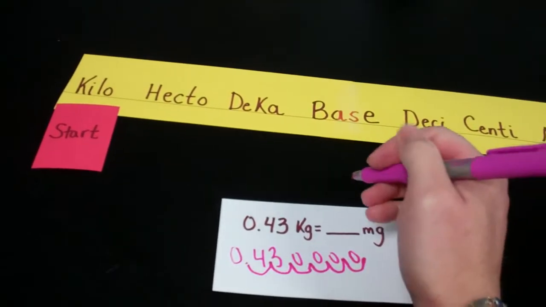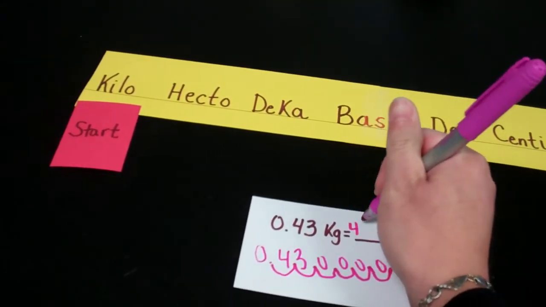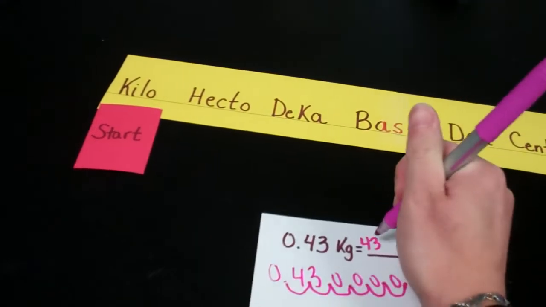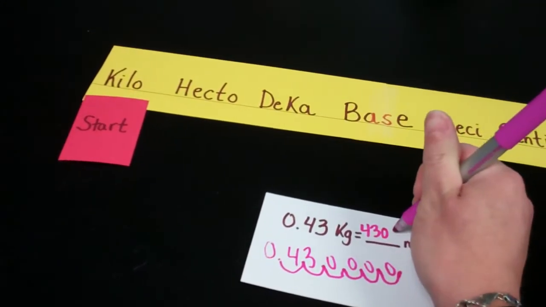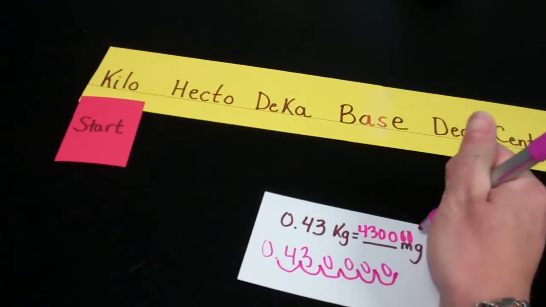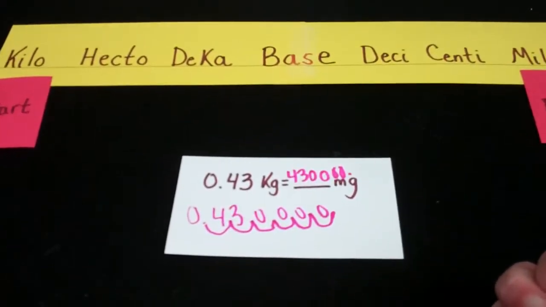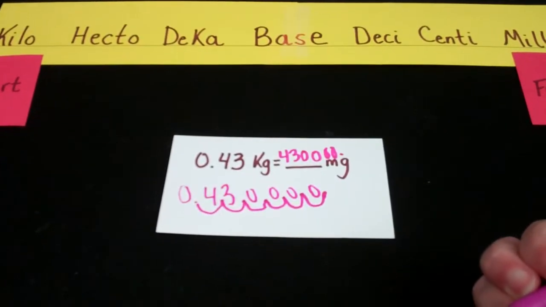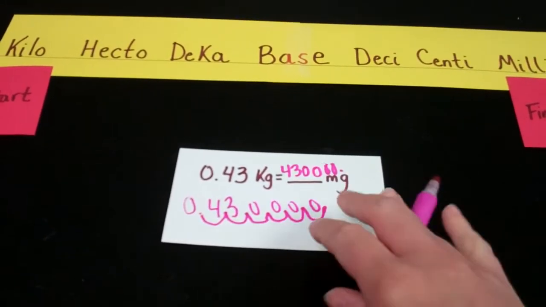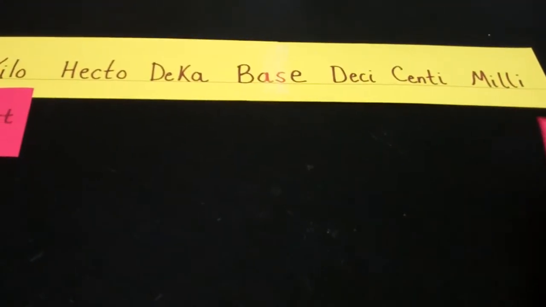So our new value now is 430,000 milligrams. You can add the decimal or choose not to. It won't change the value of the number. Let's try one more example for this tutorial.